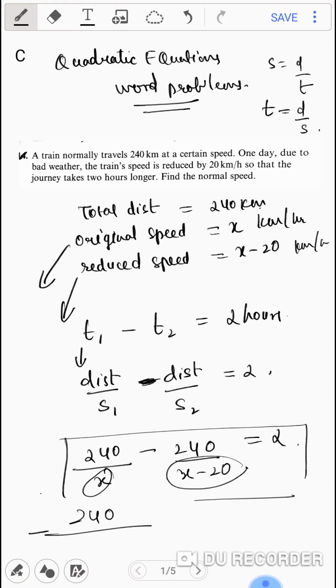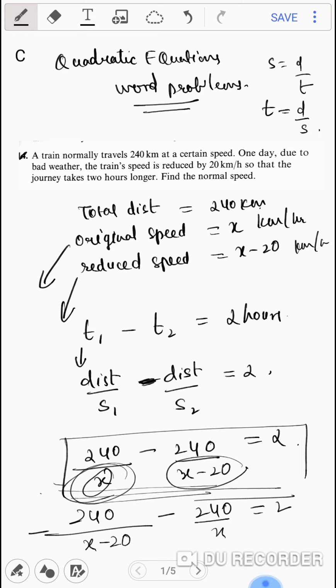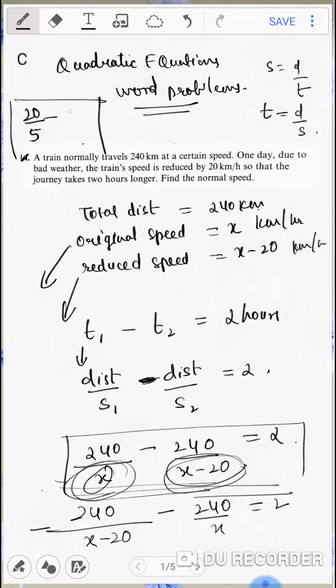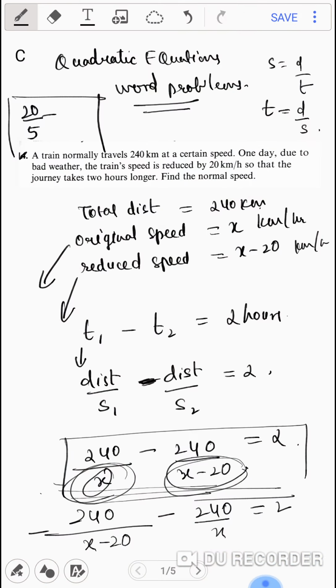So the equation will be 240 upon x minus 20 minus 240 upon x is equal to 2. If you keep x as the denominator first and then x minus 20, my dear kids, you will get a negative answer. So you have to be careful. As I have given you the example, you cannot write 20 upon 5 minus 20 upon 4, because 20 upon 5 is 4 and 20 upon 4 is 5. So 4 minus 5, you will get a negative answer.